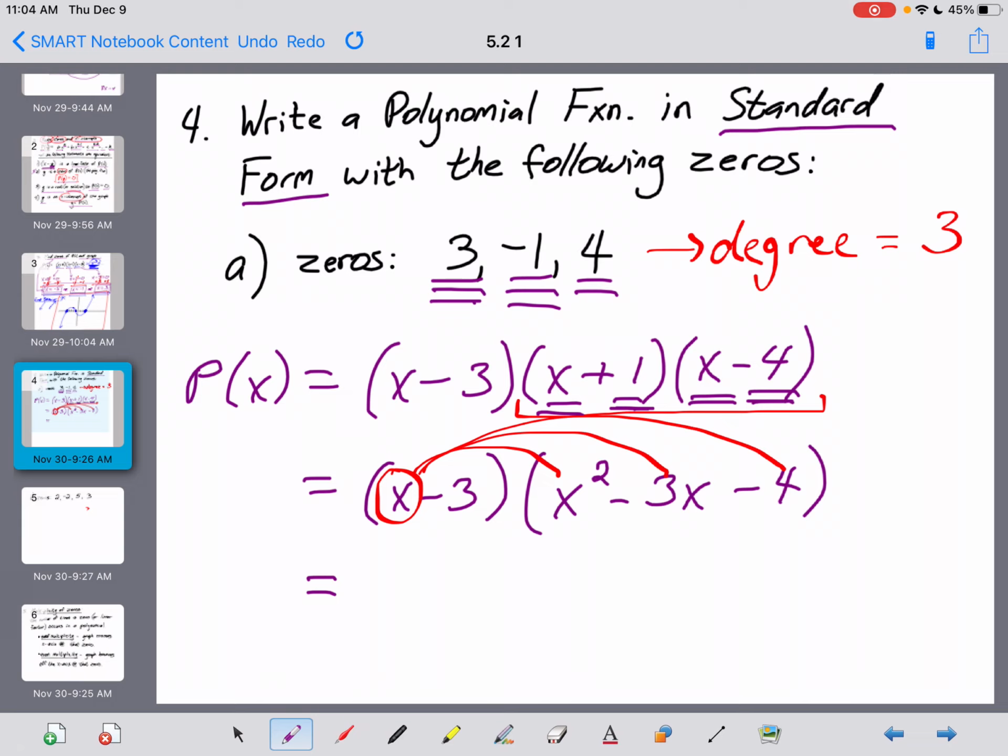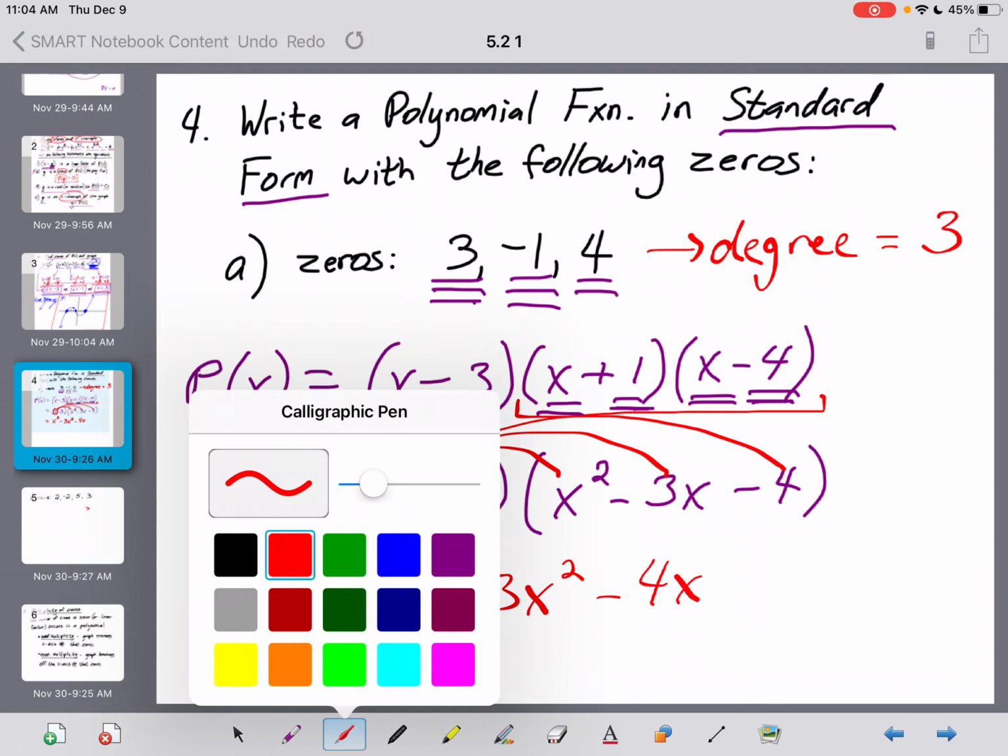The x times x squared is going to be an x cubed. Actually, you know what? I'm going to do that in red for a reason I think you'll see in a minute. All right, so the x times x squared was x cubed. X times a minus 3x is a minus 3x squared. And then the x times the -4 at the end is a minus 4x. We're halfway home, everybody. Now what I'm going to do is switch to green.